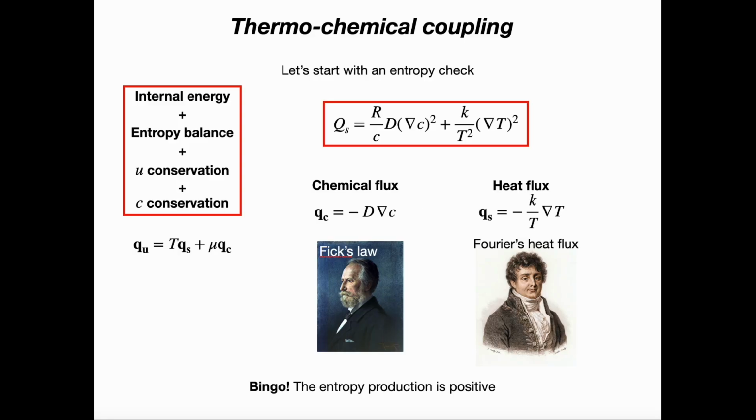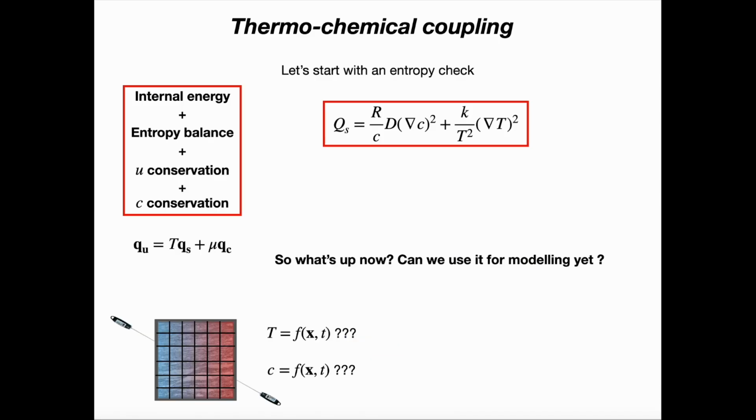So in order to get there, we had to combine two historical expressions for fluxes, and we need this combination to make everything positive. So that's already a great achievement here. Now the question is, what can we do with this? Can we already do some modeling? And the answer is unfortunately no, because we still need to get expression to predict C as a function of space and time, and T as a function of space and time.